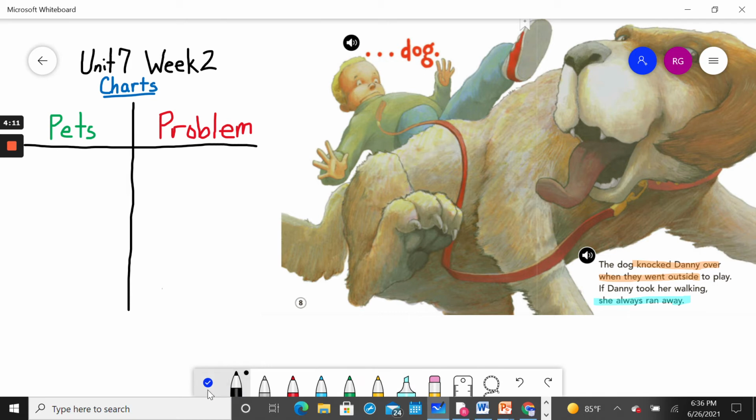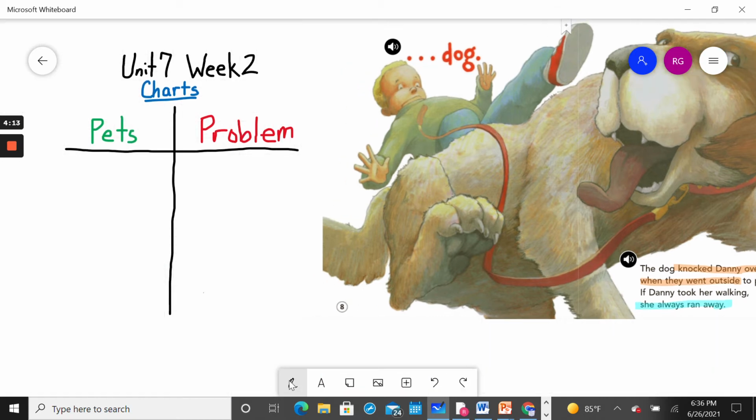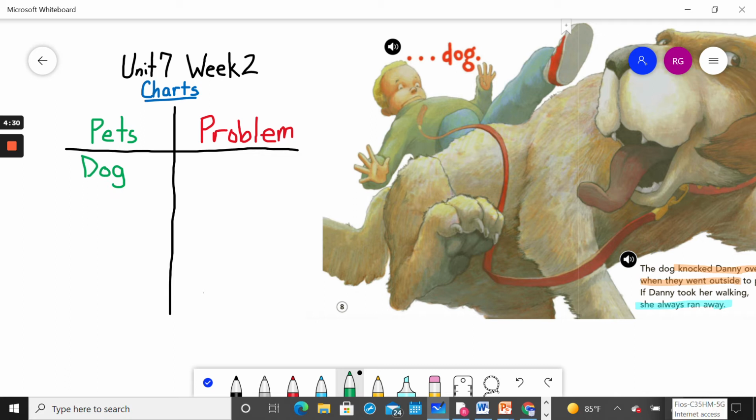So our first animal that Danny had as a pet is a dog. So under where it says pets, we're going to write the word dog. D-O-G. And even though I see that there are two problems that are written on this page, I'm going to pick one. The problem that I'm going to pick is she always ran away. The dog always ran away. So we're going to write she always ran away.